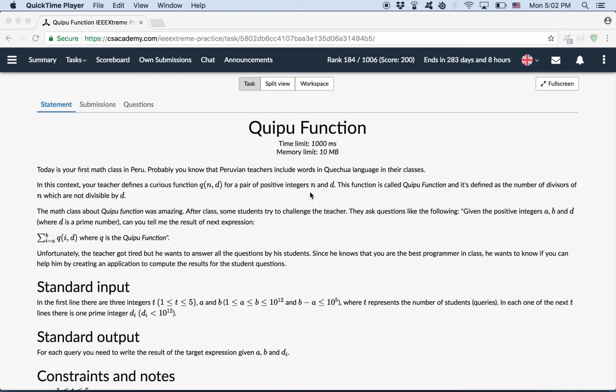Hi guys, it's Vasya here again, and today we will be solving the second problem from the IEEEXtreme contest, which is the Quipu function. I don't know how to read it. Anyway, I think it's Quipu, but it looks like Quipu, whatever.